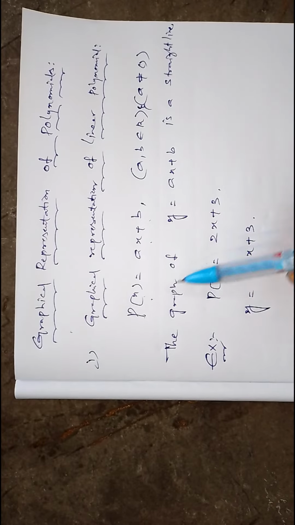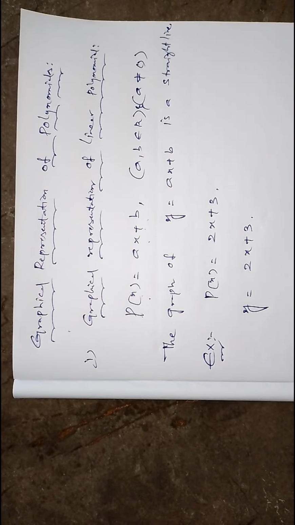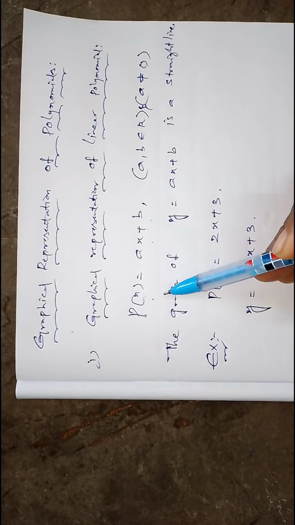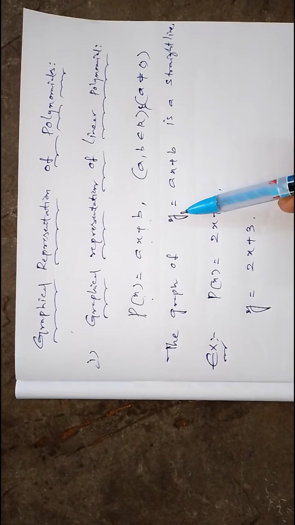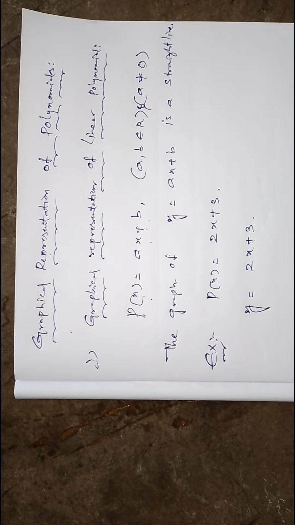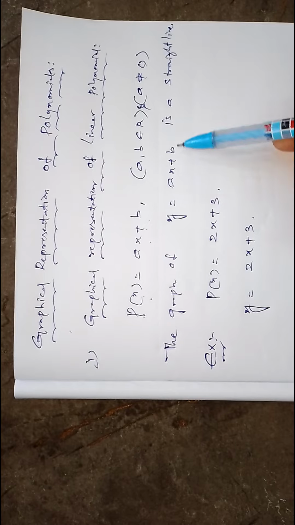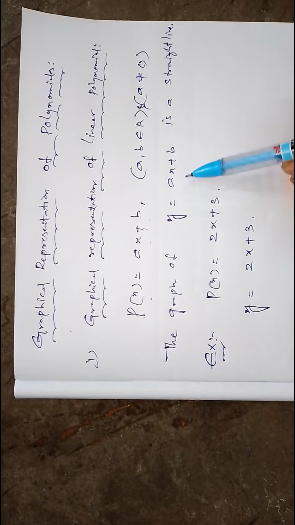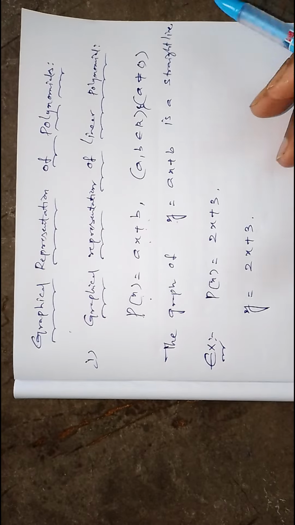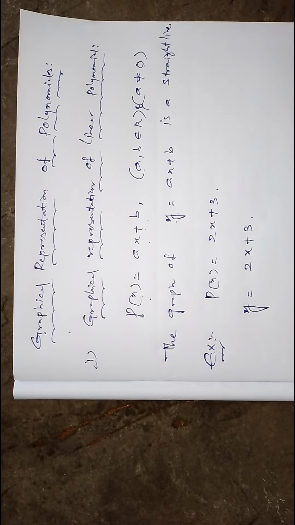Next, I have to draw the graph of this linear polynomial. When I draw a polynomial on the graph sheet, I denote the whole polynomial by y. Why? Because when you draw the graph of any polynomial, it should be in two variables. So the given polynomial ax plus b, this whole polynomial I denote by y. Then it becomes y equals ax plus b. This equation form is a straight line. Actually when you draw the graph of this polynomial, it forms a straight line.